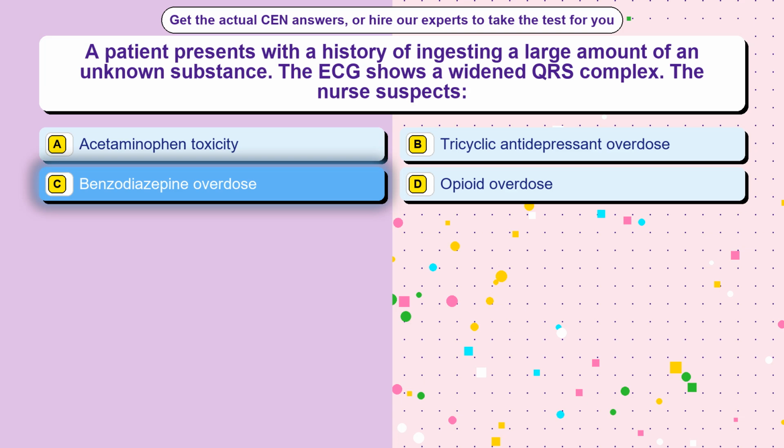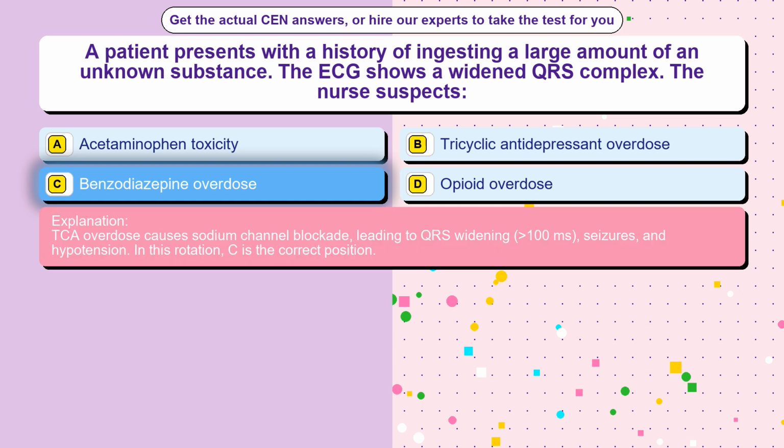The correct answer is option C, benzodiazepine overdose. TCA overdose causes sodium channel blockade, leading to QRS widening, greater than 100 ms, seizures, and hypotension. In this rotation, C is the correct position.